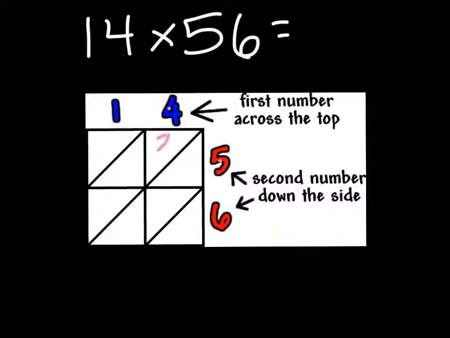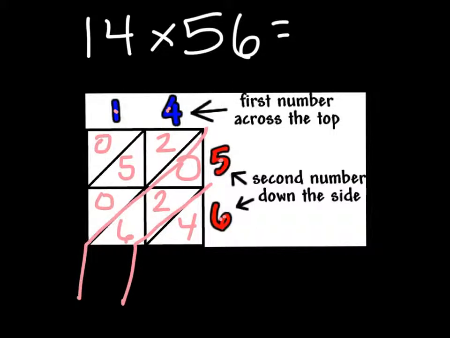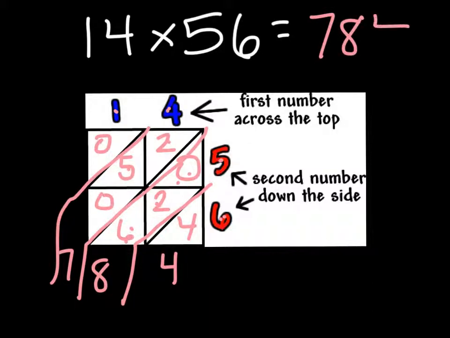4 times 5 is 20, one numeral per triangle. 4 times 6 is 24. 5 times 1 is 5. Make sure you put a 0 in there to represent nothing in the tens place. 1 times 6 is 6. Then the last step is to take the diagonals and add up everything within that diagonal. So here we just have a 4. If we go across this diagonal, we have 0 plus 2 plus 6 is 8. And in the last diagonal, we have 2 plus 5 is 7. So our product is 784.